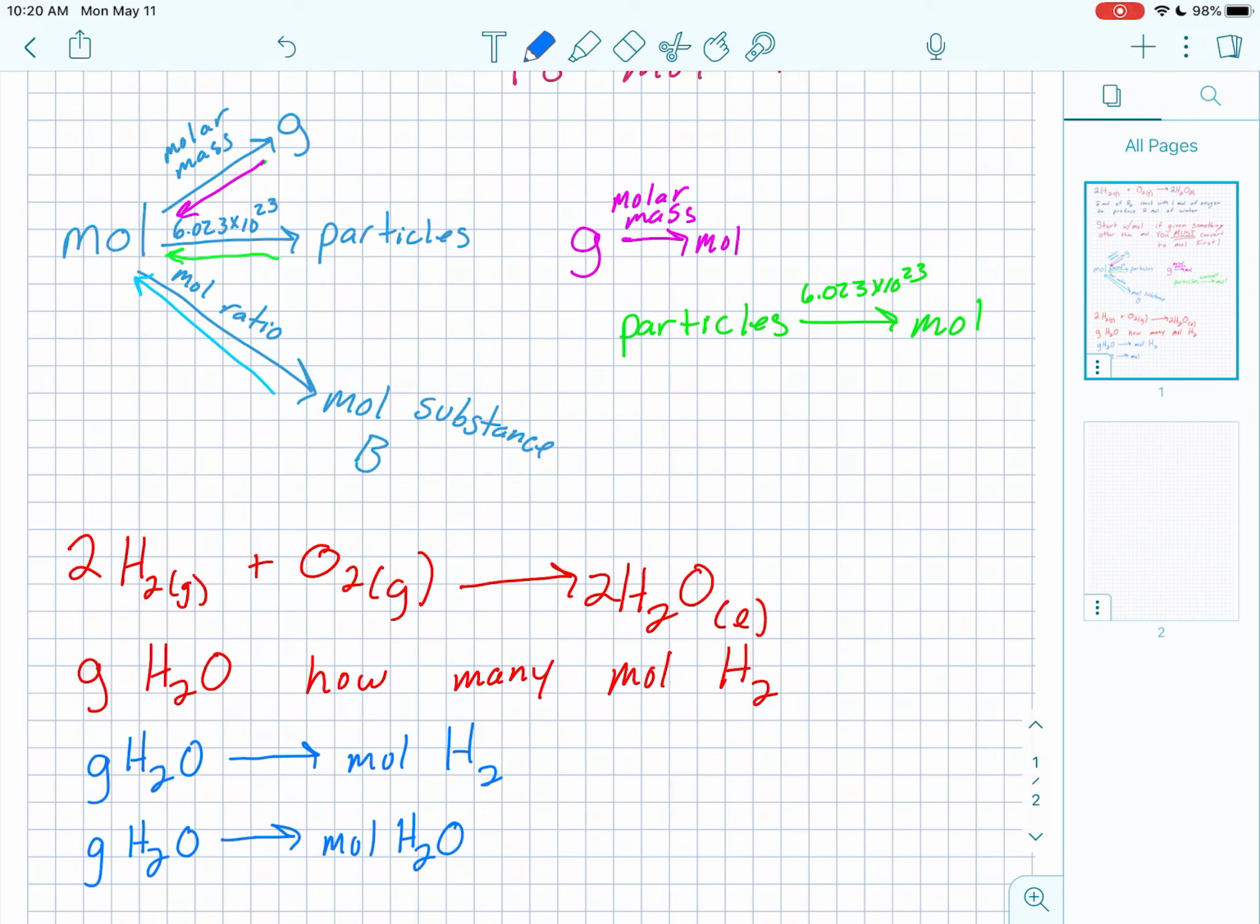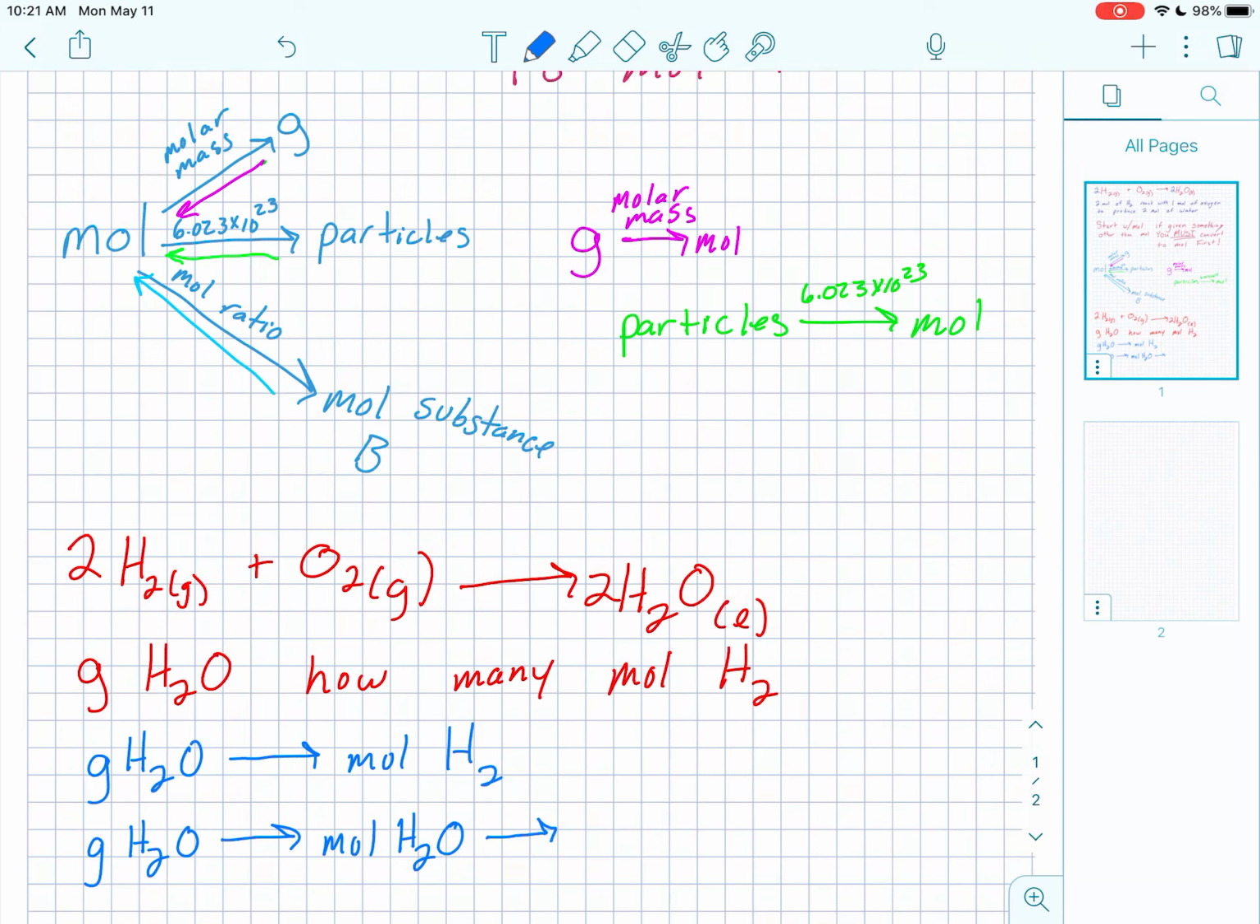It's what I have to do. I have to do that first. You have to start with moles of whatever you're working with. If it's not moles, you must convert. And so now that I have moles of H2O, well, I see that I can compare moles of substance A, in this case my H2O, to moles of substance B, in this case my hydrogen.